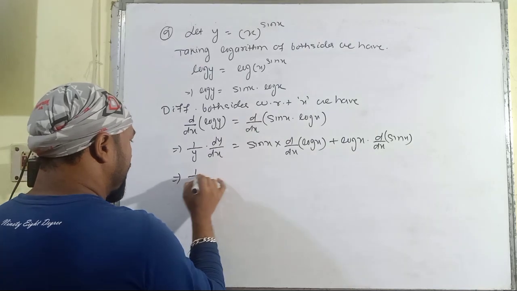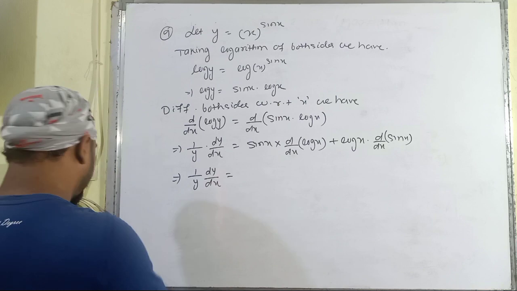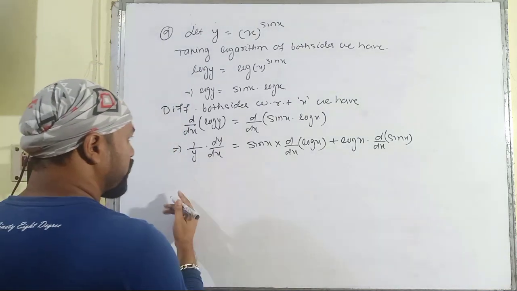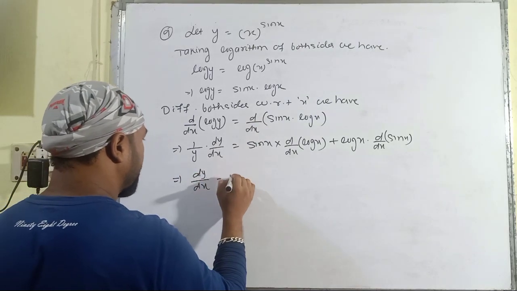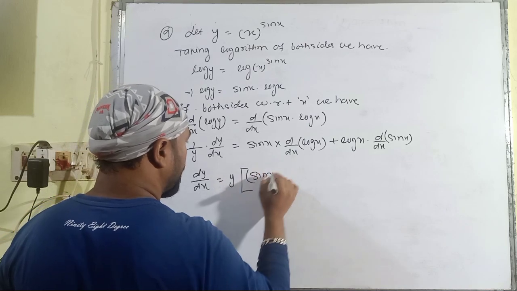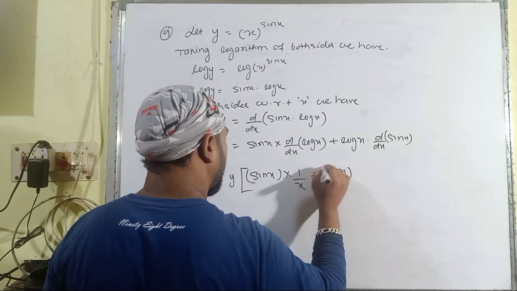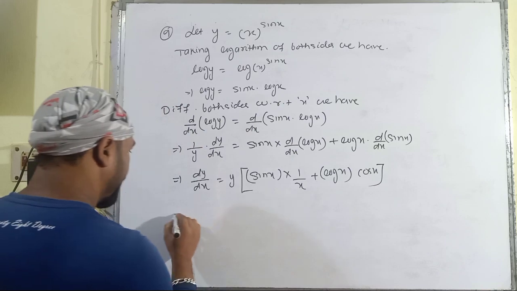Then it is 1 upon y dy upon dx. Okay, just let us change the position of y, just shifting it towards the right hand side. We have differentiation of y with respect to x, it is y multiplied with sin x multiplied with 1 by x plus log x multiplied with differentiation of sin x, it is cos x.